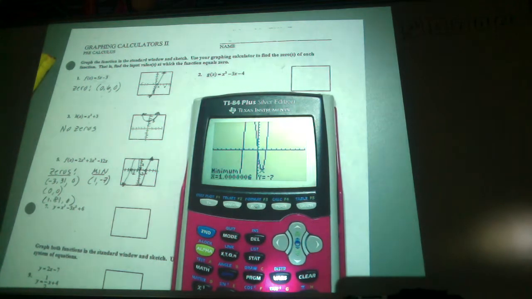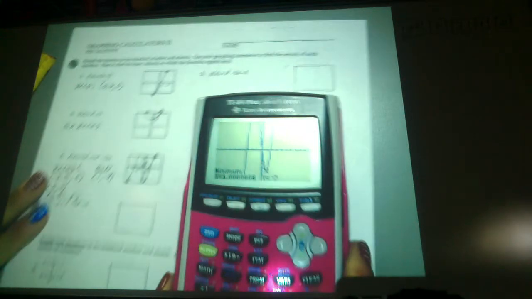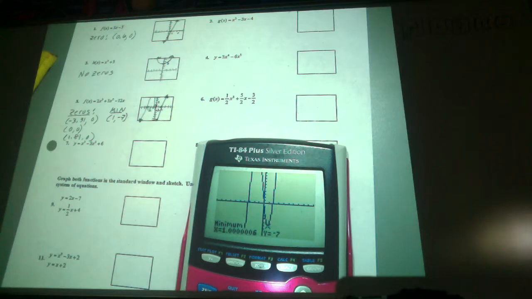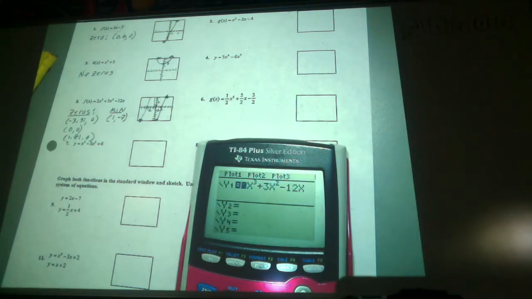So now you've been introduced to finding the zeros, the y-intercepts, and relative max and min. So if you go down to number 9, we're going to look at sketching systems and finding intersections and that kind of thing. Are you ready for that? All right, so let's go back to y equals. We're going to clear that out. This time we're going to do number 9.